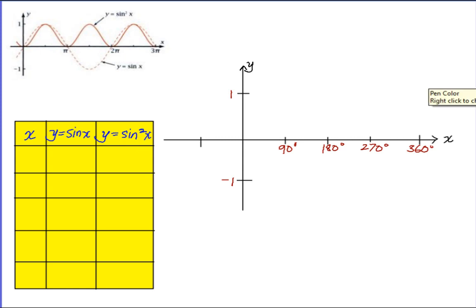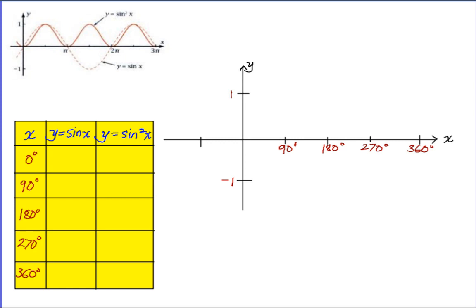We will have the same values of x, from 0 going to the first revolution, so 360 degrees. So 0 and then 90. Now you could also use the radian mode here, and to convert this degree mode to radian, all you need to do is multiply the degrees by pi over 180. So this is 180 degrees, and this is 270 degrees, and this is 360 degrees.